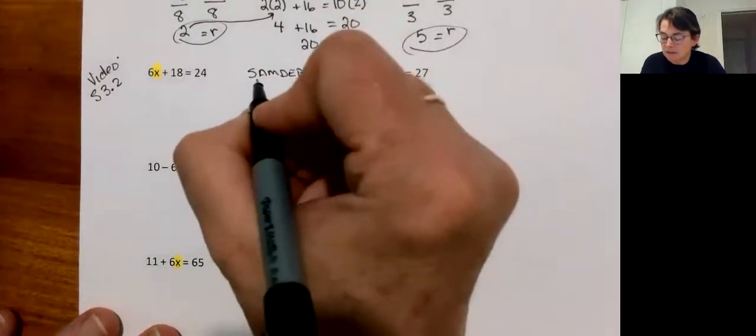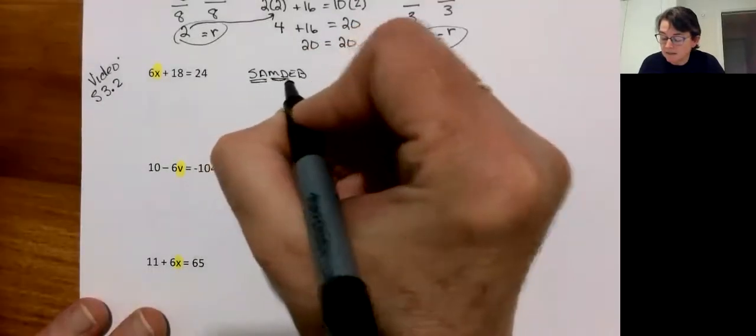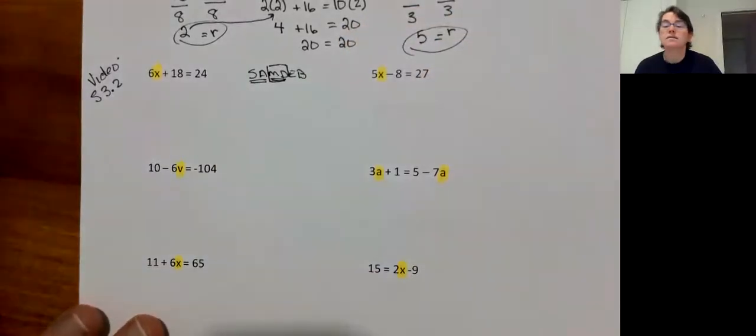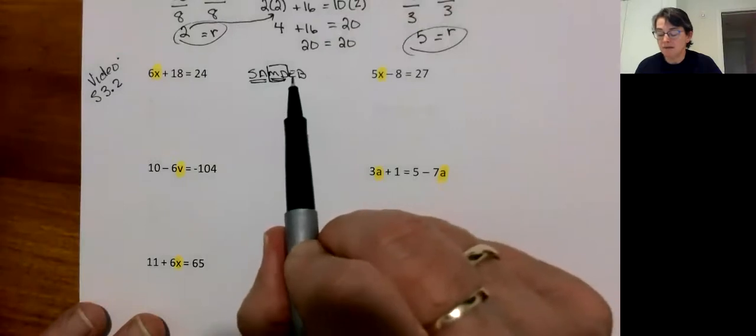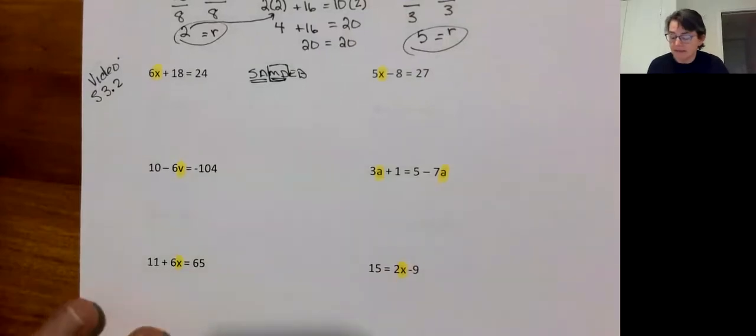SAMDEB is backwards, so we're going to use addition and subtraction first to get the variable on one side, the numbers on the other, and then we're going to be doing multiplication and division to get the variable alone by itself. Some of the very last questions are probably going to have exponents and brackets in them, but we're not touching those yet because we're still learning. All right, let's do it.